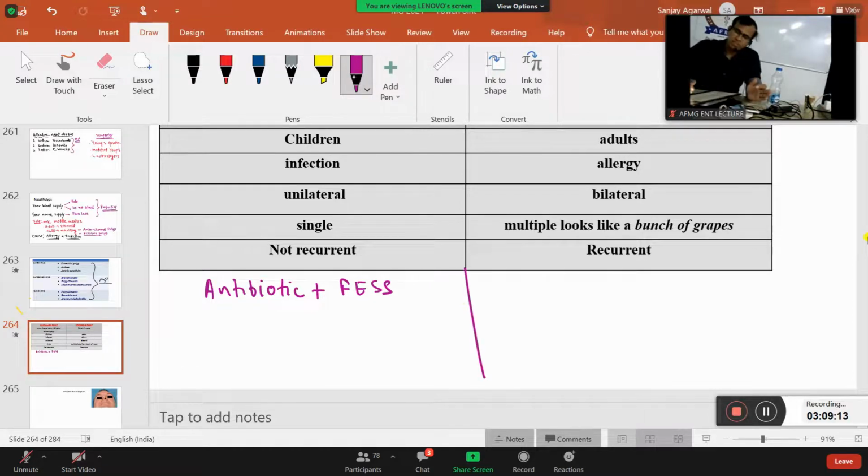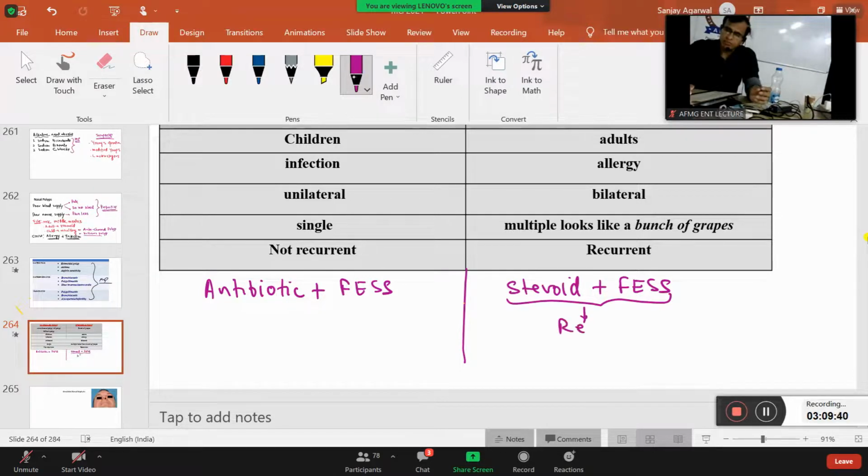Now guess and tell me what we will do in this one. Allergy is the cause, so steroids plus FESS. FESS has to be done in both ultimately. But in one we will give antibiotics, in the other steroids, because for allergy, steroid is the best option we have. But in this one, recurrence is very common. We know that by nature, it's a recurrent polyp.